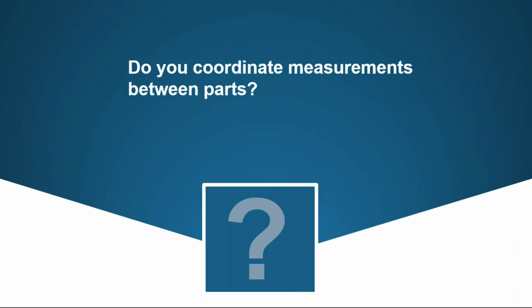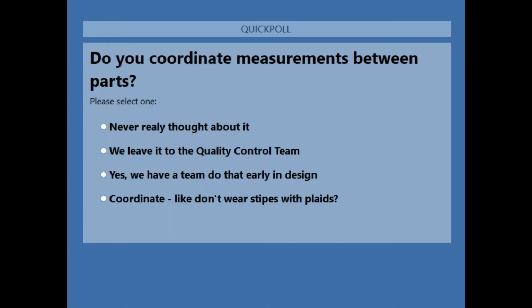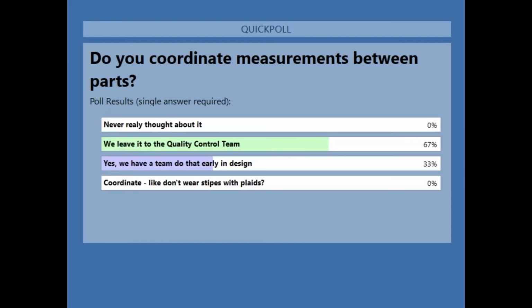So this is a question. Do you coordinate measurements between parts? Looks like our top answer is we leave it to the quality control team. That's quite common. People make a drawing and then it goes to the quality folks and they do it. Hopefully it's coordinated. Hopefully, when I do these individual pieces, they work together.